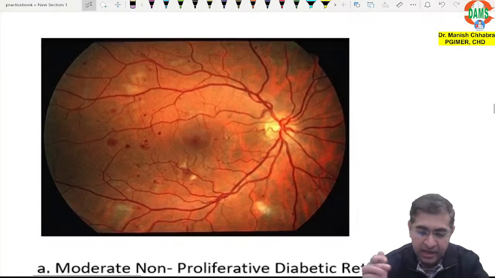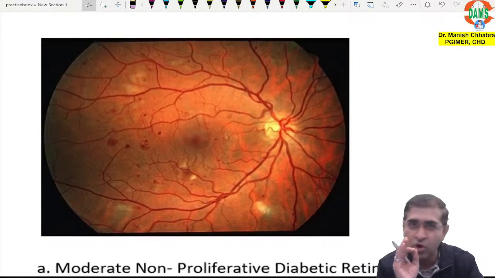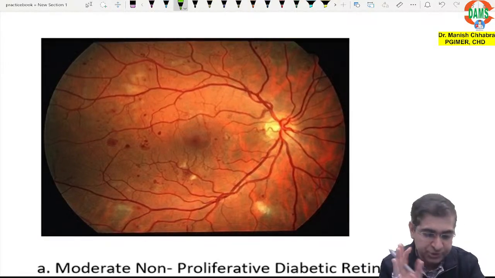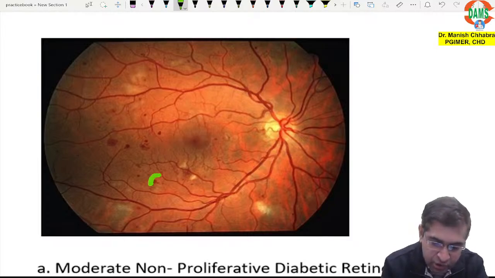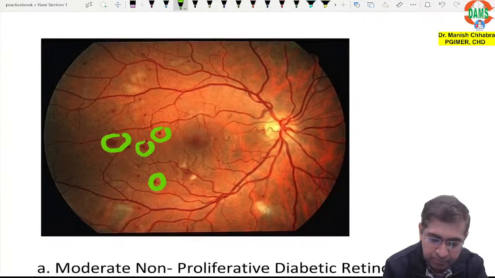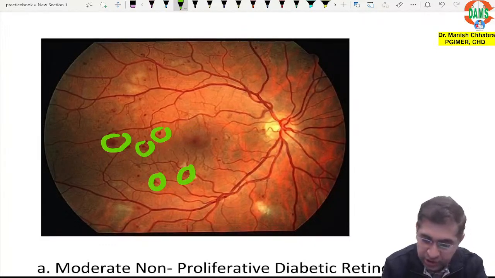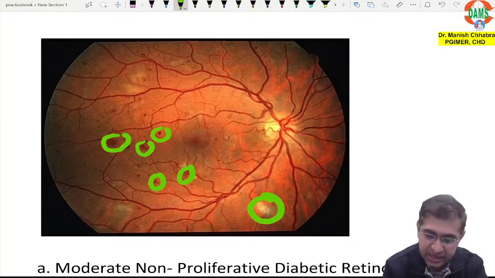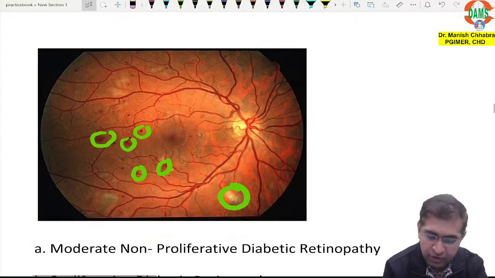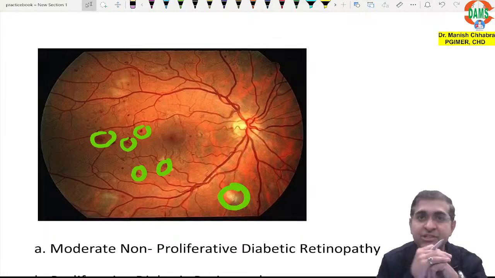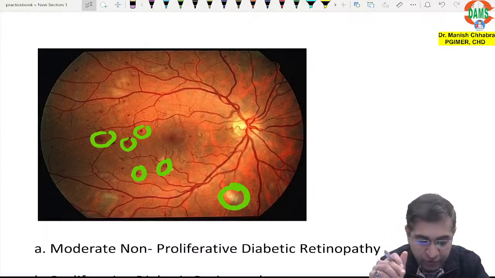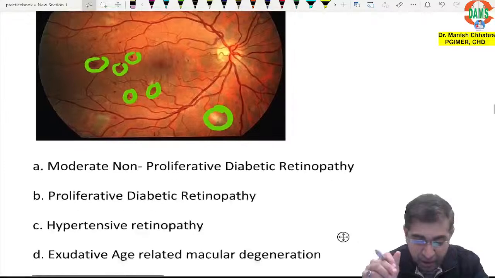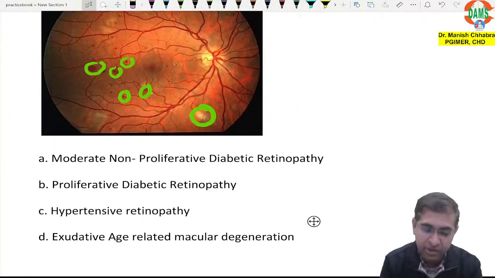Look carefully, what do you feel? First identify. Don't again jump towards the options. So you can see dot, blot, soft exudates, fluffy margins. Yes. And what do you feel? What is this? So there are dot blot hemorrhages. There is presence of soft exudates. Now let's dissect each option one by one.